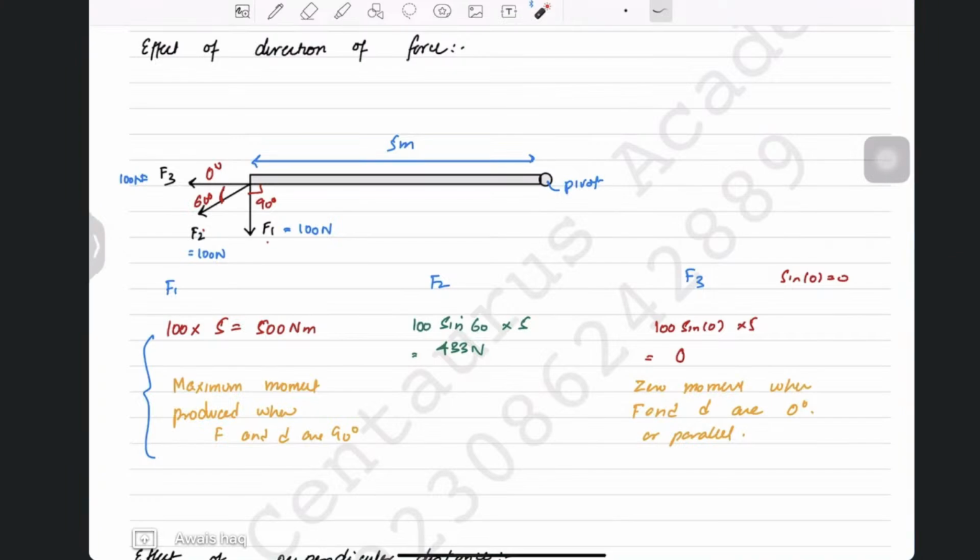So if the force is 100 newtons, how would we find it? I just assumed the values to be 100 newtons. So let's just pick the value of F2 as 100 at a certain 5 meters. Yeah, I just assumed these values.